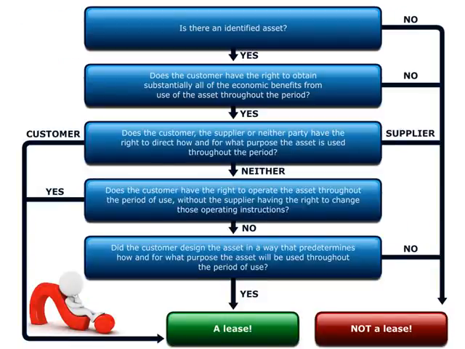Once we've determined that we do have the right to obtain substantially all the economic benefits, the next question we have to ask ourselves is who directs how and for what purpose the asset is being used. Now, this one can be a bit tricky because there are a number of parties involved who could effectively direct how the asset is used. It could be the customer themselves, it could be the supplier, or potentially it could be neither party. Let's take a look at these different permutations.